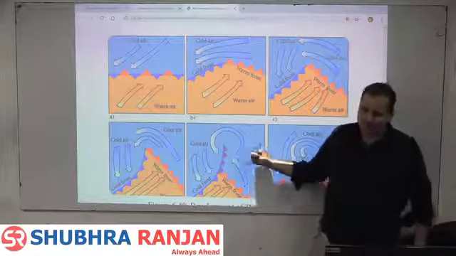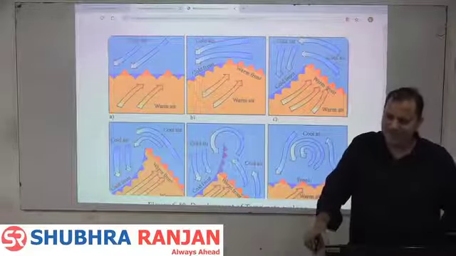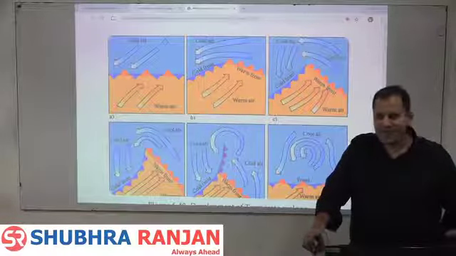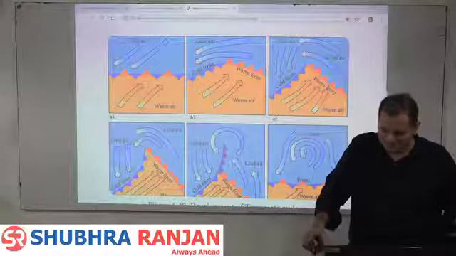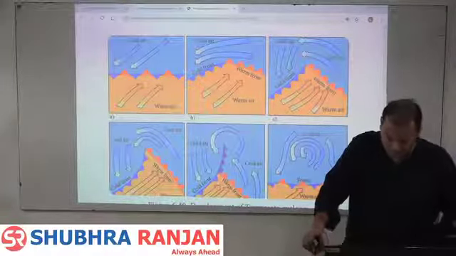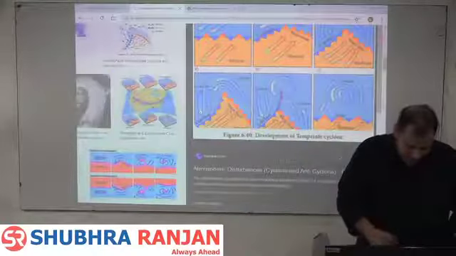This is how the temperate cyclone is formed. And we are going to study this. Ye diagram aapko banana hai. This is the theory which is known as polar front theory of temperate cyclones. Clear? Understood with the temperate cyclones? And tropical cyclone is totally different.